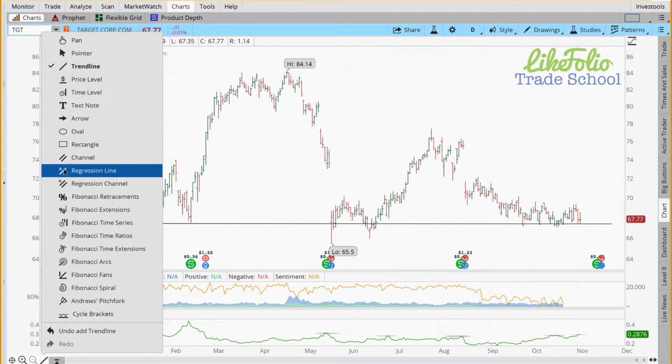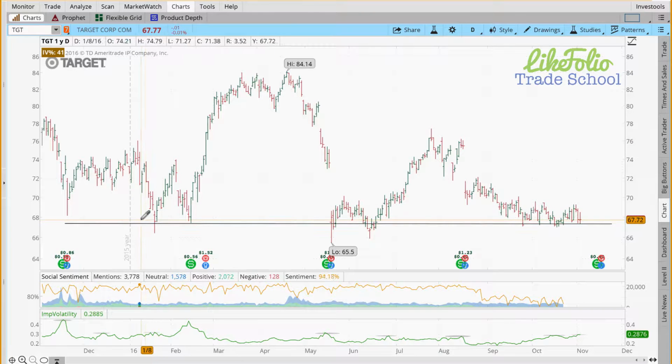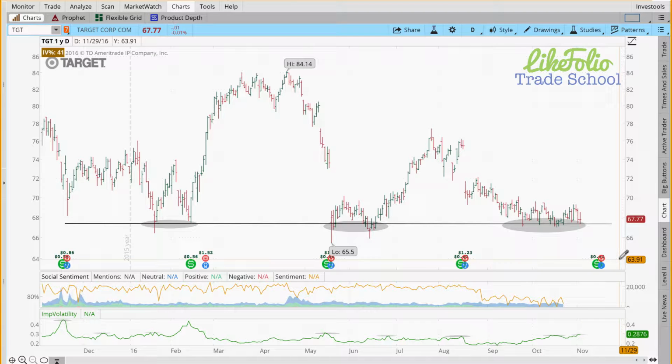So the area around here was support. The area around here was support. We're back in that area where we tend to see some price support, some people stepping in and buying. So I really like this opportunity to step into support and potentially see a move to the upside here in Target.